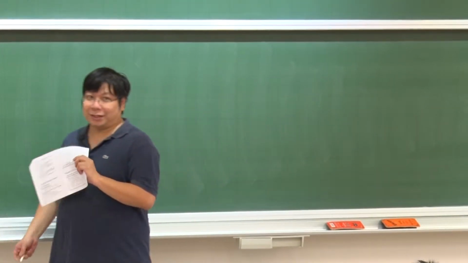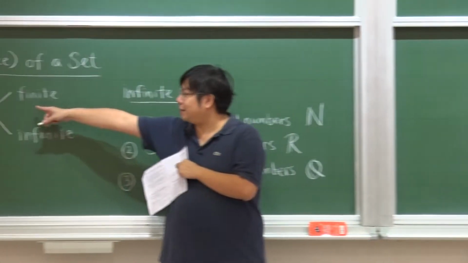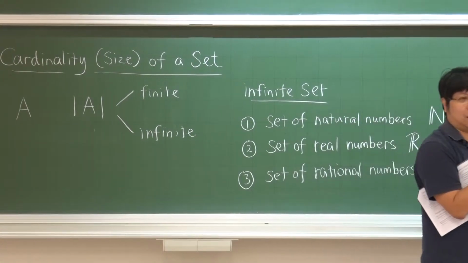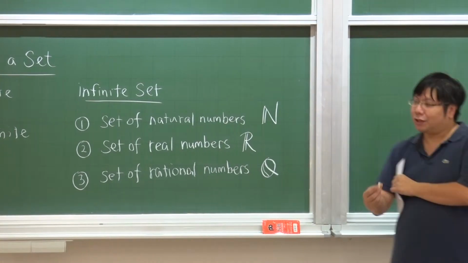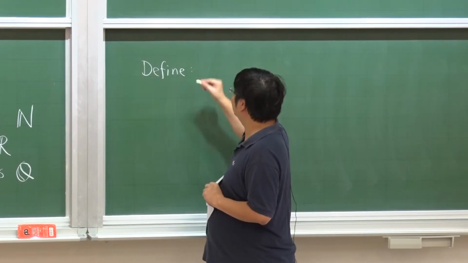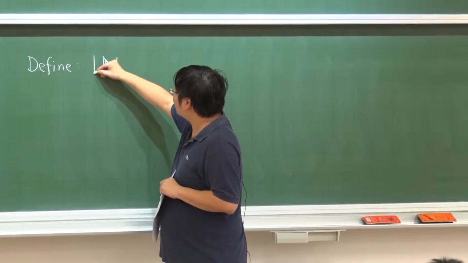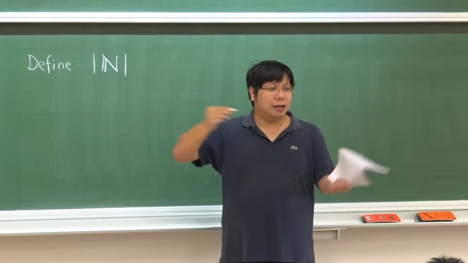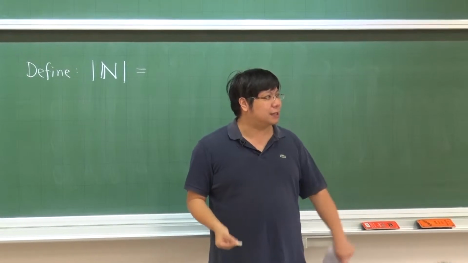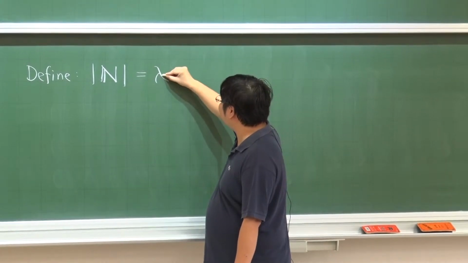Now, this is something interesting. For mathematicians, they are not satisfied just by counting the size of a finite set. They also want to have some idea of what is the size of an infinite set. So they define the size of the natural number set, they give it a label. This is infinite, of course, but what kind of infinite? So they define it to be equal to a symbol like this.